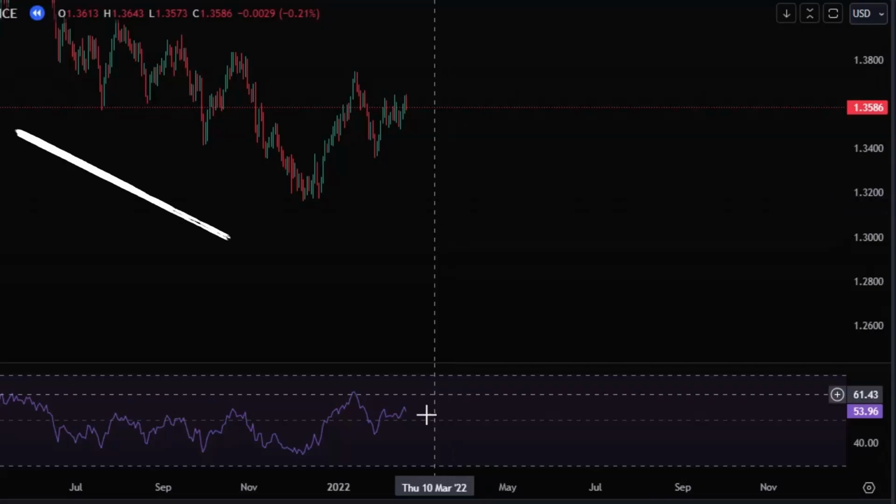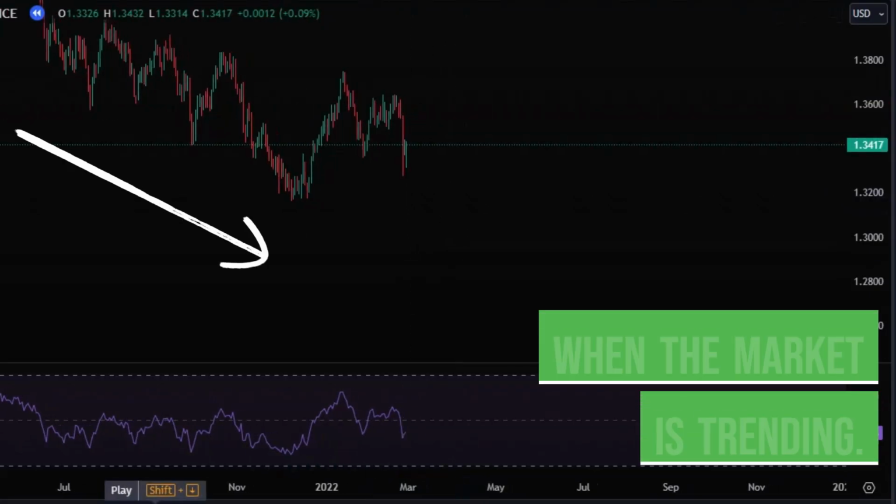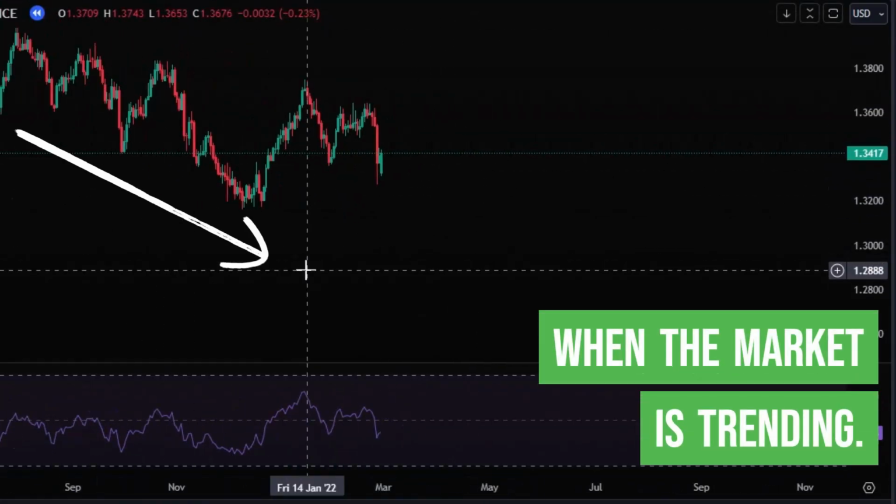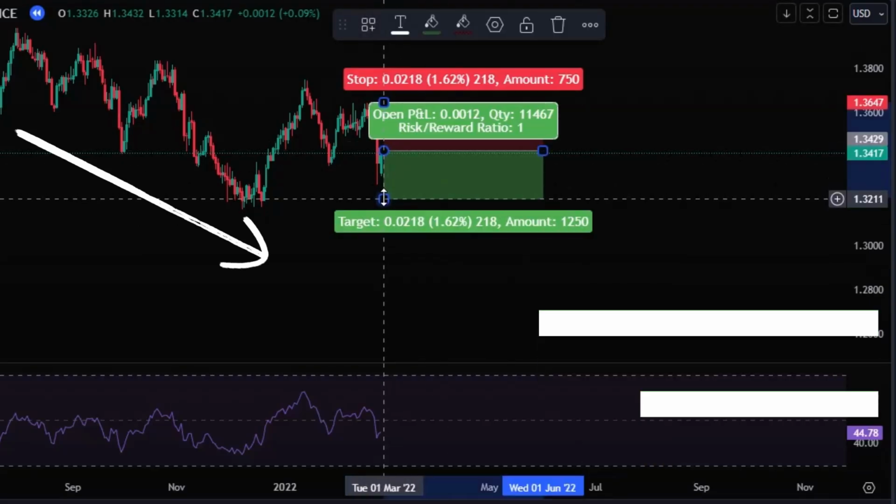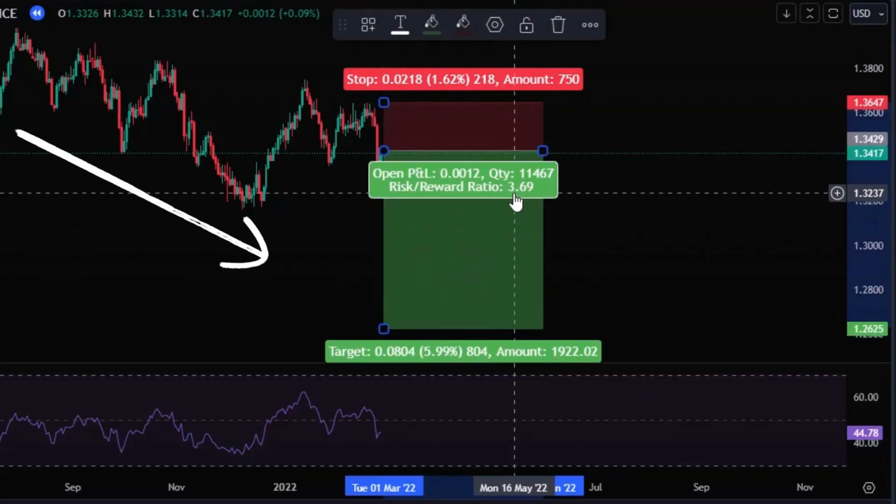Use a longer RSI period in a strong steady trend, when the market is trending. Longer periods reduce the number of false signals. You won't be tricked into thinking the trend is over just because of a little pullback.